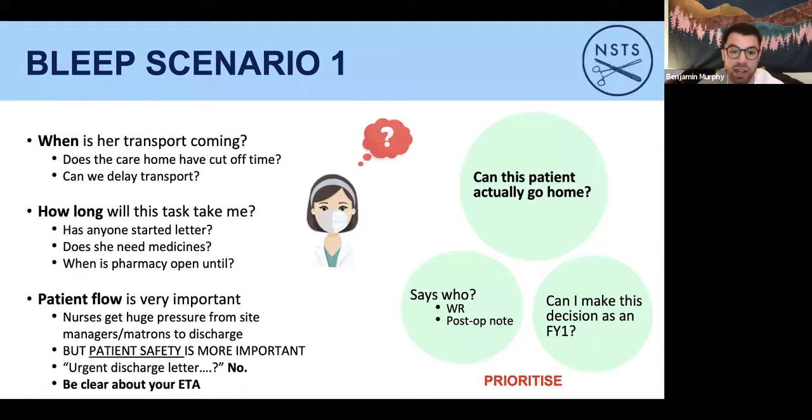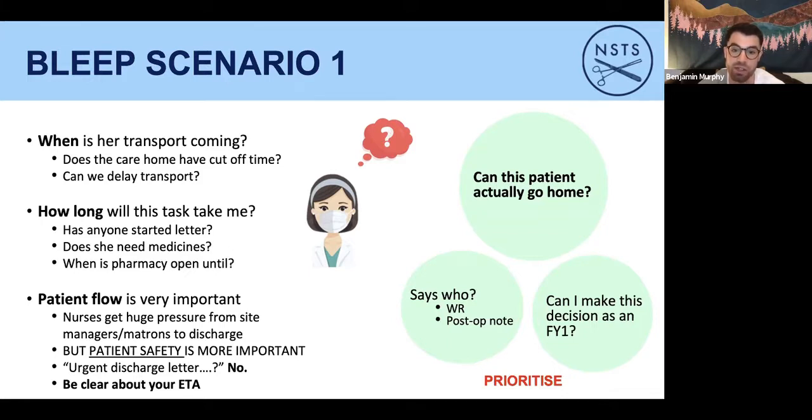And then just to note, this is something that you will get bugged about a lot in your working day. And it can feel like it's not a very important task because you'll be dealing with lots of other more clinically urgent situations. But for the nurses, they get a massive amount of pressure from bed managers and site managers and the matrons to try and clear beds because patient flow is really important. But just always bear in mind, no matter how much pressure you get, you're the one that's making the decision where your time goes.